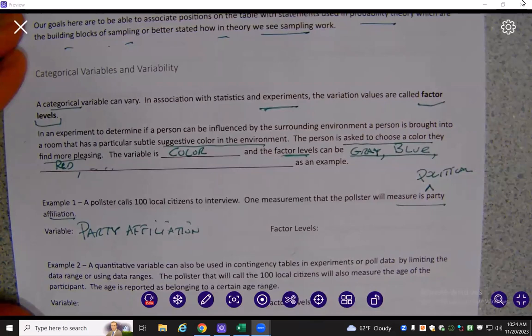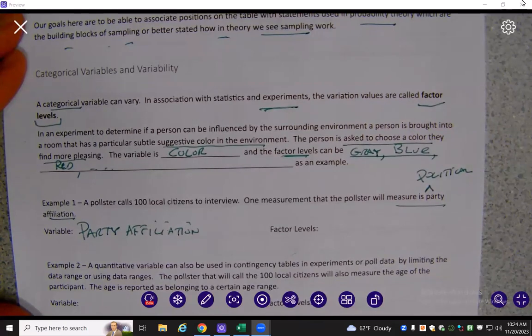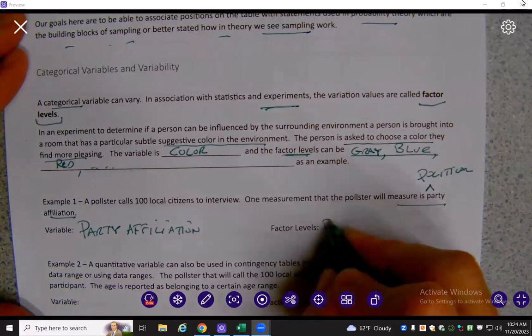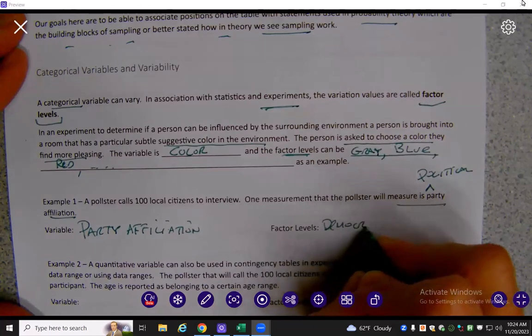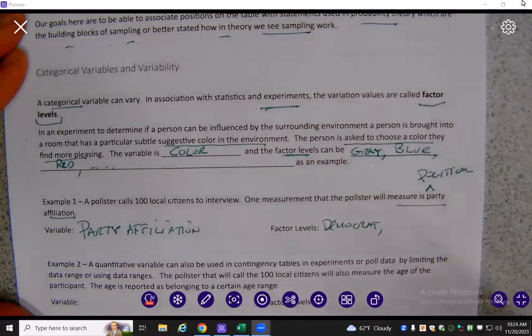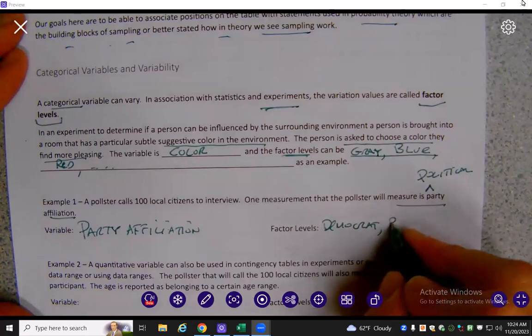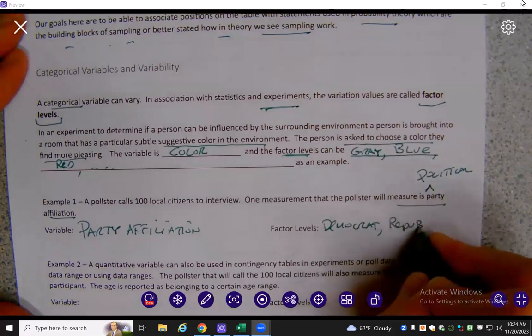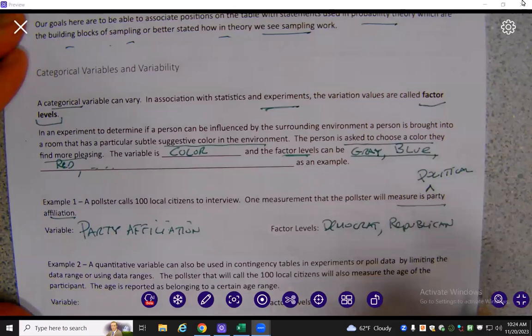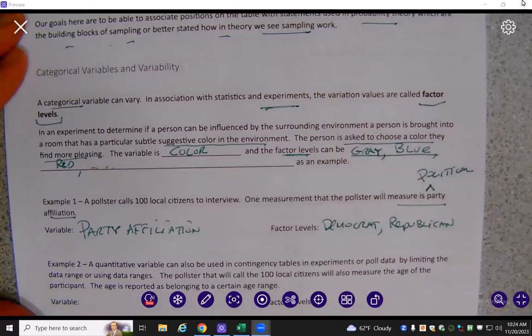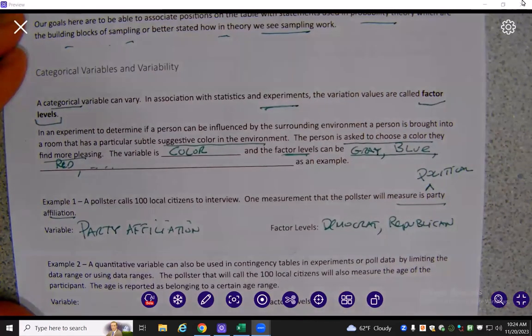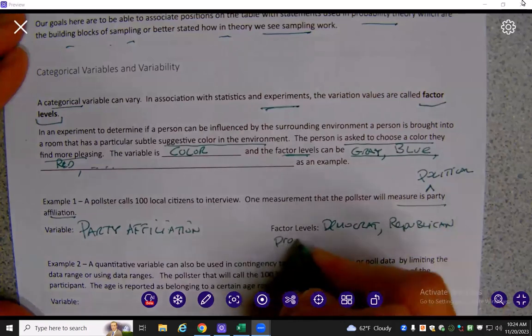Yeah, so give me a party. There you go. Give me another one. What is it? Republican. Excellent. All right, let's see if we could get the ones that are not so popular. You got the two big ones, but what are other ones? Progressive. Yeah, there we go. So we get progressive.